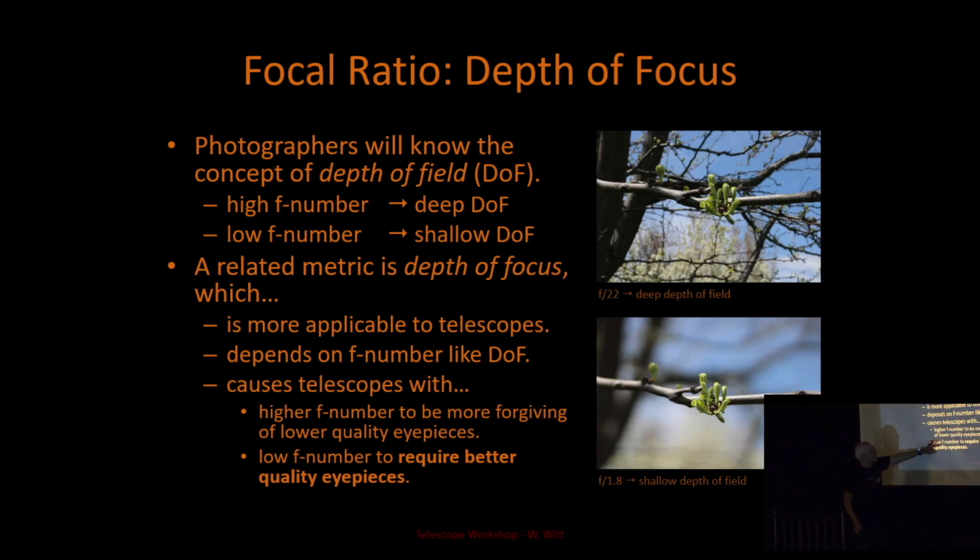If you have a low F number telescope, you may have to spend more money on eyepieces such that the telescope really works well. So if you buy a fancy F5 fast telescope, you may also have to buy fancier eyepieces. If you have an F10 telescope, you can get away with less expensive eyepieces. That's kind of the key takeaway.